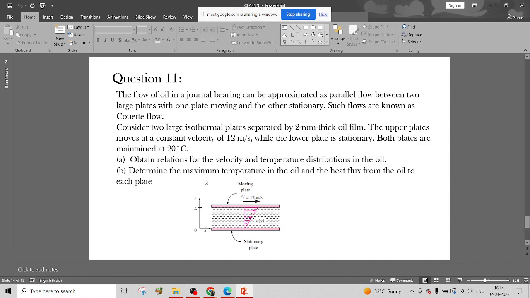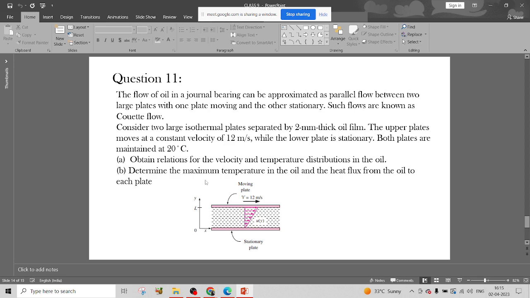Okay. So, the flow of oil in a journal bearing can be approximated as a parallel flow between two large plates with one plate moving and the other being stationary. Such flows are known as Couette flow. Consider two large isothermal plates separated by a 2 mm thick oil film. The upper plate moves at a constant velocity of 12 meter per second while the lower plate is stationary.